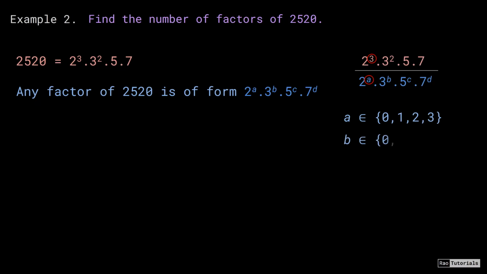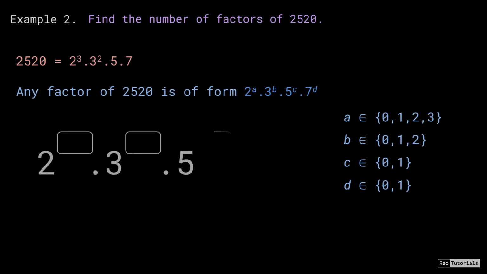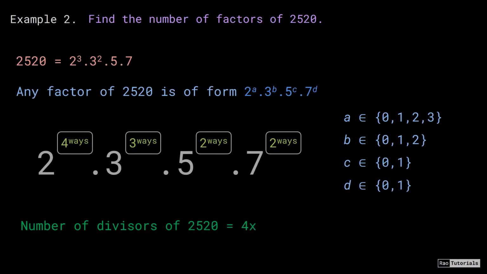Similarly, b can be any value from 0 to 2. C and D can either be 0 or 1, because in the divisor 5 or 7 can appear either once or none at all. So to form factors of this form, we can select a power of 2 in 4 ways, power of 3 in 3 ways, power of 5 in 2 ways, power of 7 in 2 ways. By the product rule of counting principle, the total number of divisors is 48.